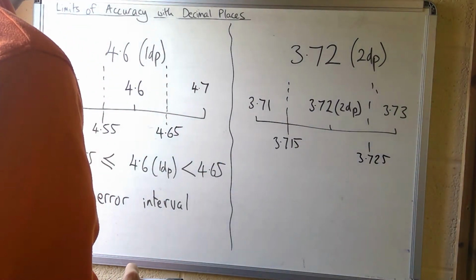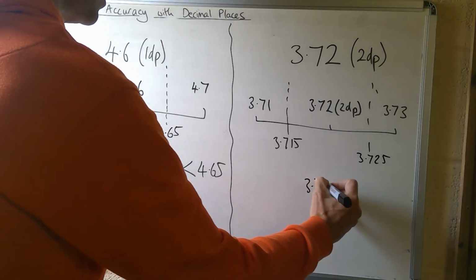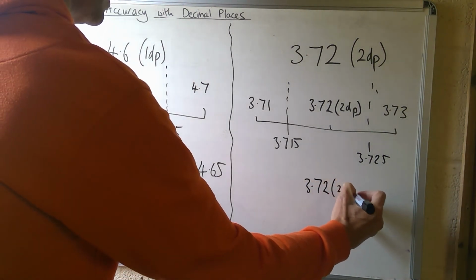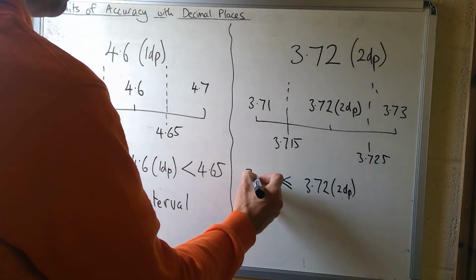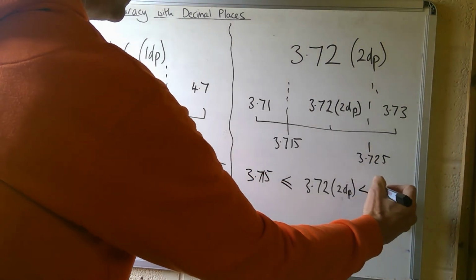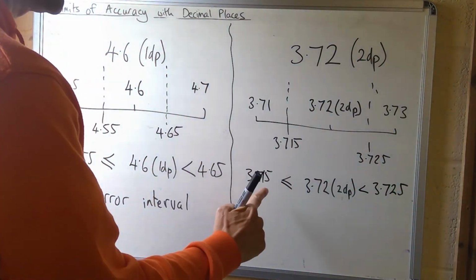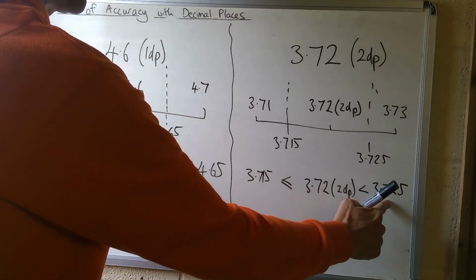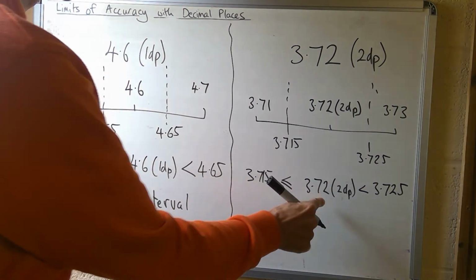That's the upper bound. To write that as an error interval, 3.72 to two decimal places is greater than or equal to 3.715 and less than 3.725. Notice the lower and the upper bounds will have three decimal places when the number's been rounded to two decimal places.